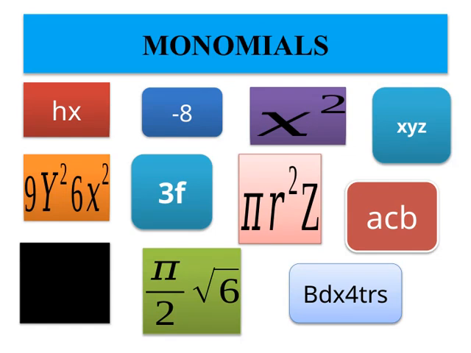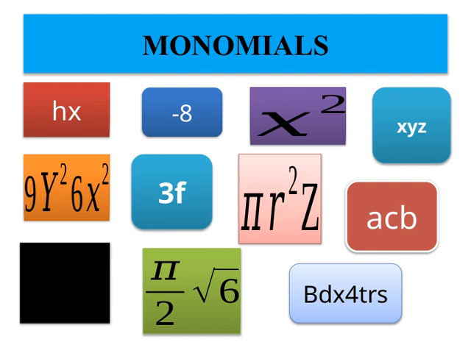Now, let's take a closer look at monomials. A monomial is essentially a single term, which can be a constant, a variable, or a combination of both multiplied together. Think of it as the simplest building block in algebra. For example, numbers like 8 or 3f are monomials because they consist of just one term. Even something like acp qualifies, since it's just a product of variables.